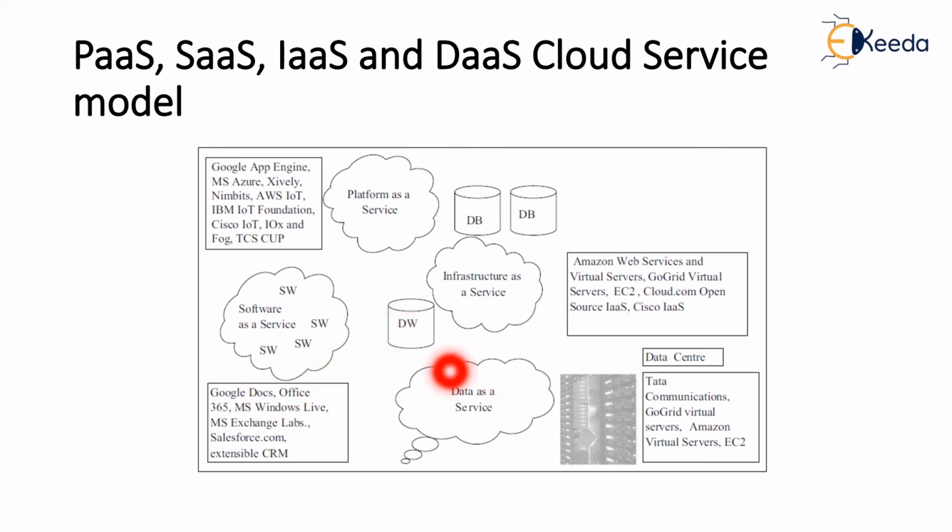So here the data as a service is for Tata Communications, GoGrid virtual servers, Amazon virtual servers, and EC2 is acting as a data center. And then infrastructure as a service: Amazon Web Services and virtual servers, GoGrid virtual servers, and EC2, Cloud.com open source IaaS and Cisco IaaS. So here that is IaaS and then DaaS which is for a multi-tenancy model. So for the usage you have to pay.